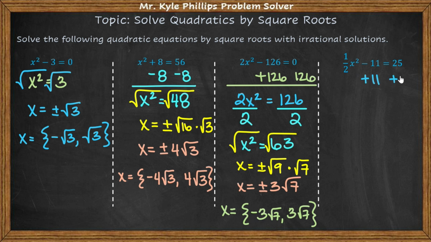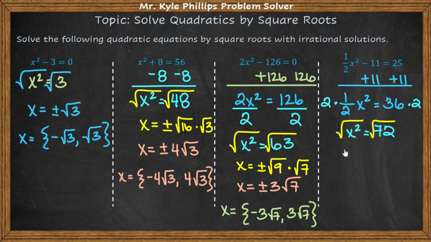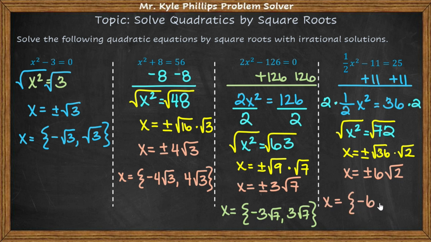Lastly, here I will add 11 to both sides. So I have 1/2 x squared equals 36. I can multiply both sides by 2. That will give me 72. I'll take the square root. The largest perfect square that can go into 72 is 36. And the square root of that is 6. So here we have plus or minus 6 root 2. So that's negative 6 root 2 and positive 6 root 2.